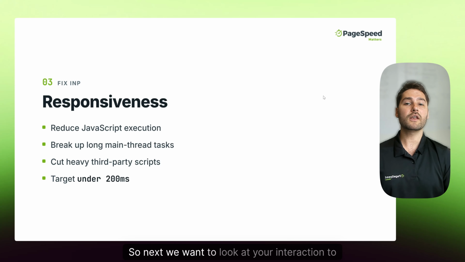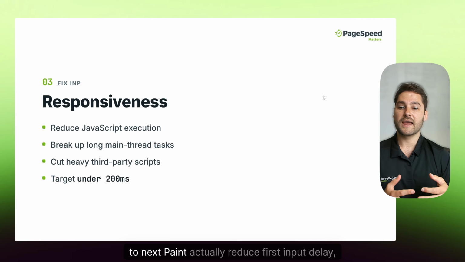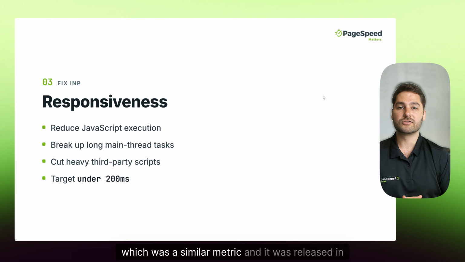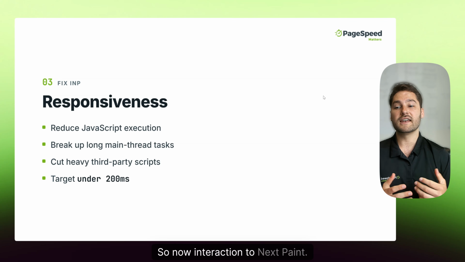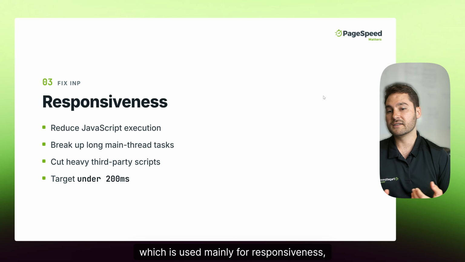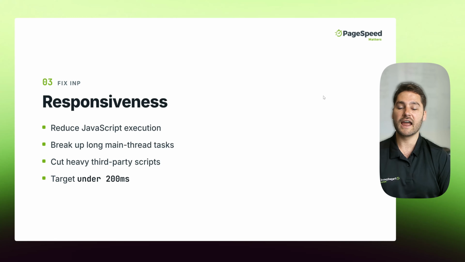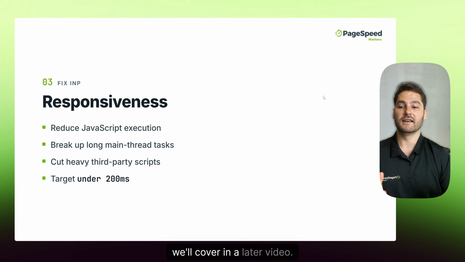So next, we want to look at your interaction to next paint. Interaction to next paint replaced first input delay, which was a similar metric, and it was released in 2024. The way to fix this, which is used mainly for responsiveness, is to reduce the amount of JavaScript on the website. If tasks are taking multiple seconds, you want to break those up as much as possible. There are a few different ways to do that, which we'll cover in a later video.